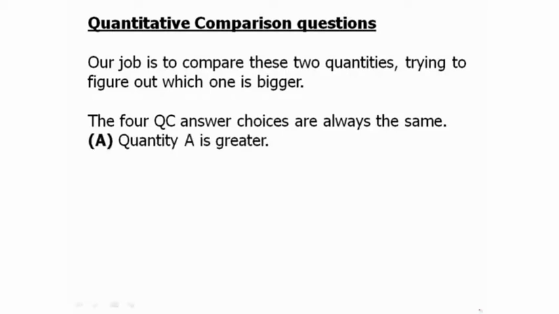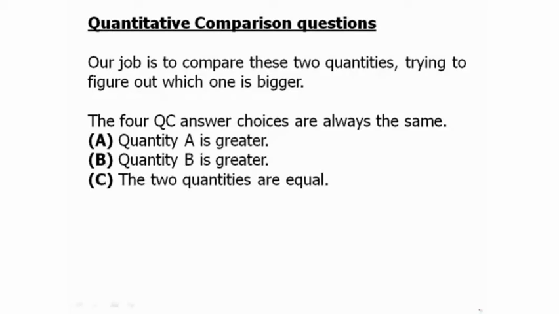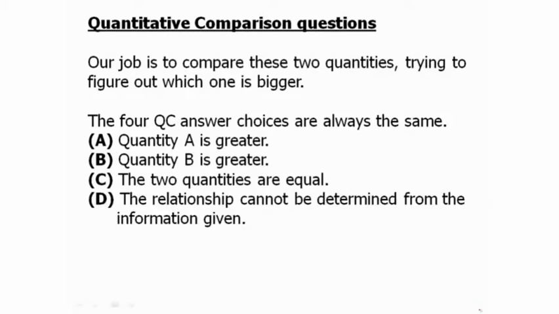Answer choice A means quantity A is greater. Answer choice B means quantity B is greater. Answer choice C means the 2 quantities are equal. Answer choice D means the relationship cannot be determined from the information given.